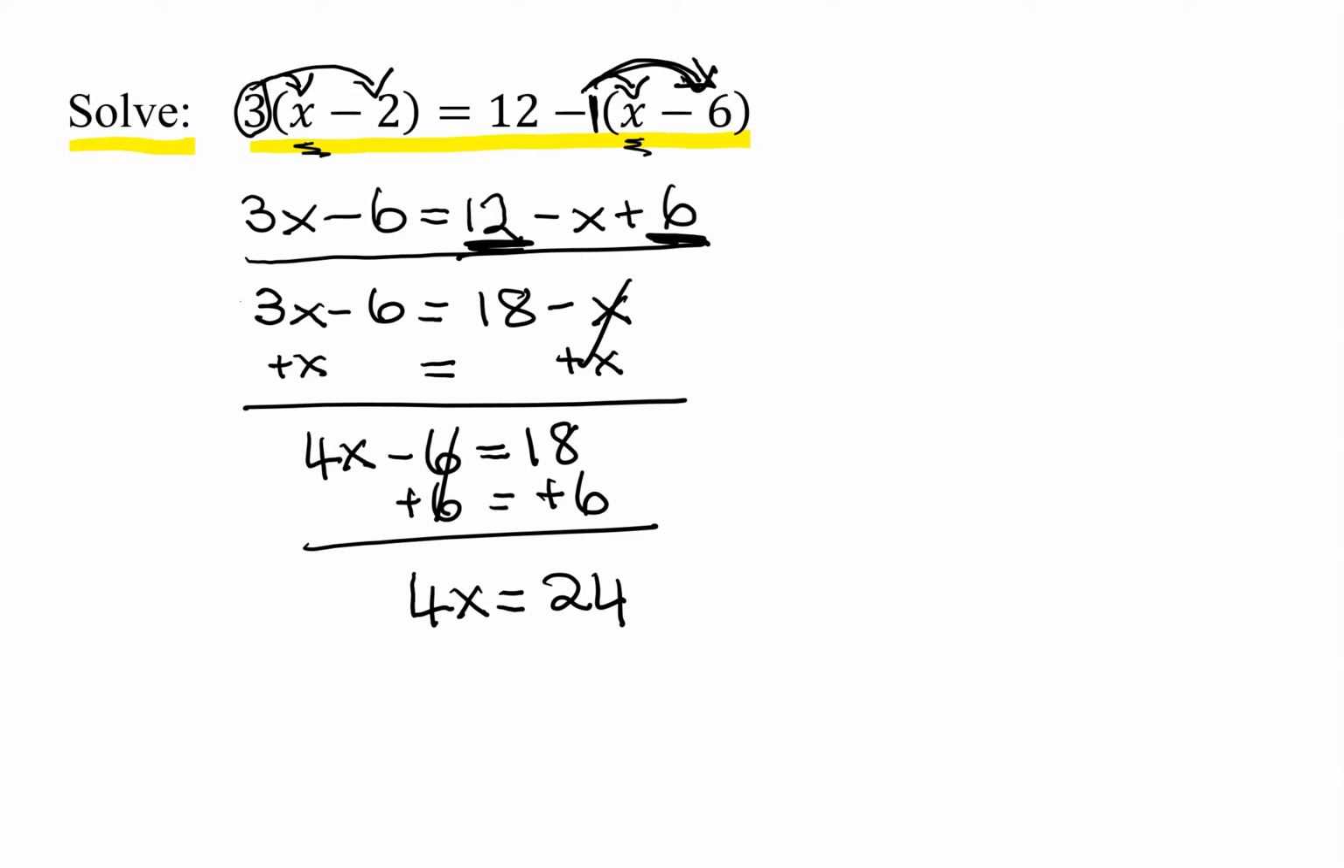Last step, divide both sides by 4. So I get x equals 24 divided by 4 is 6. So it was a linear equation that I started with. I don't have to check it.